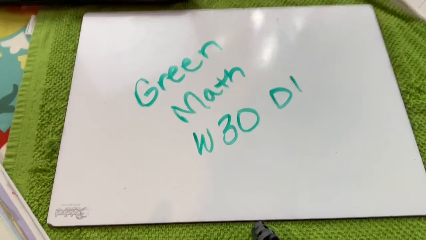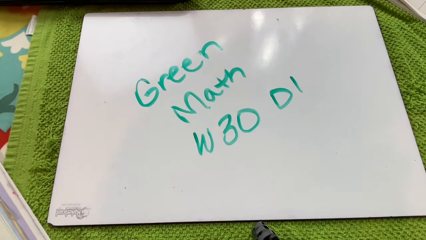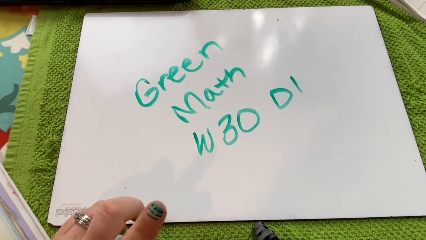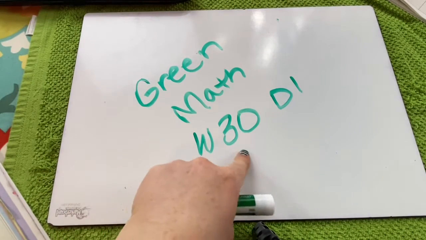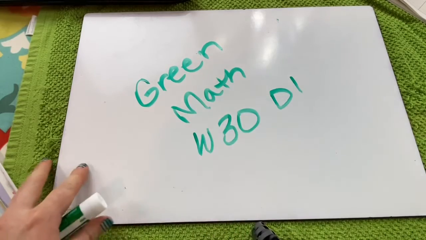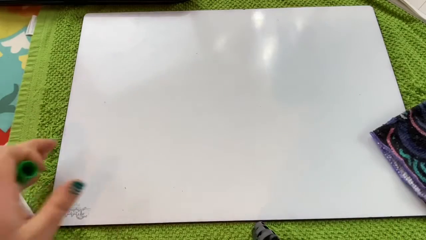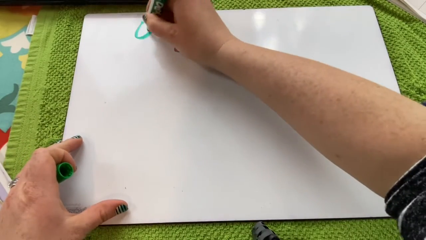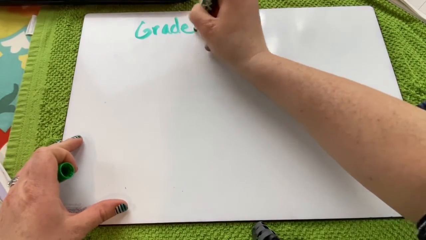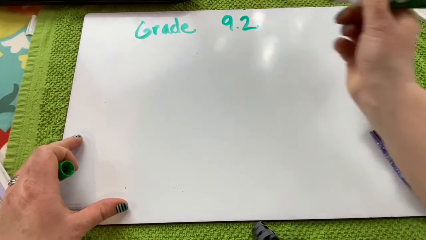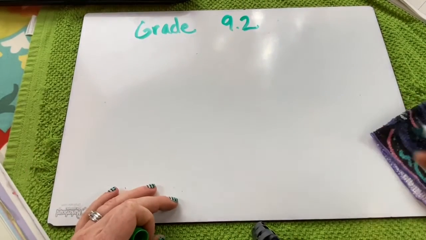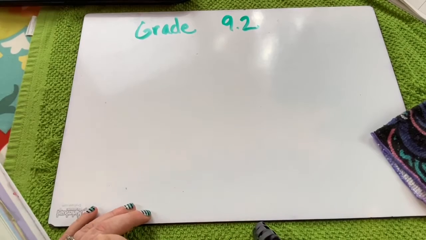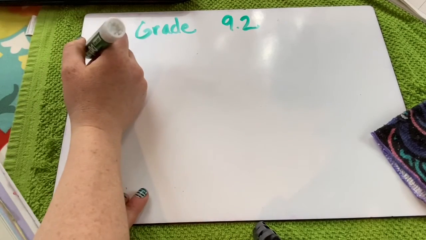We are going for green math. We're going to grade 9.2, and it's week 30, day 1. It should be in your math book from Thursday. Okay, so we did 6 through 21.